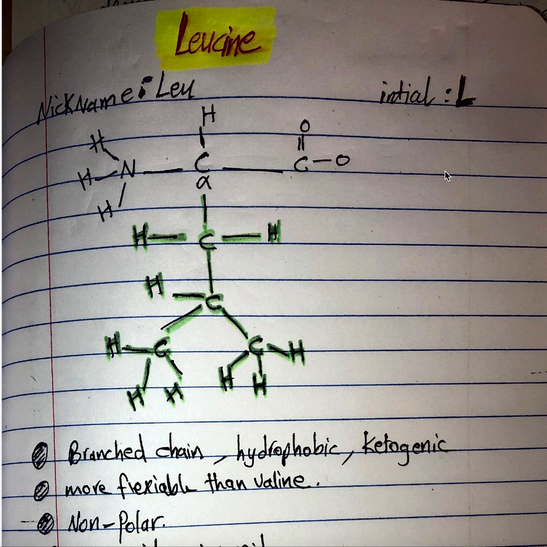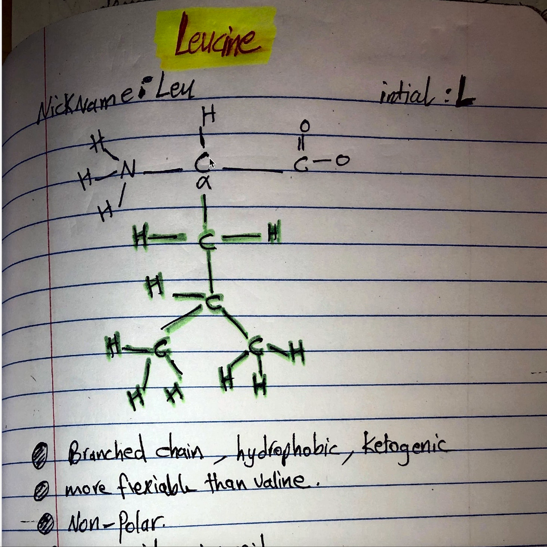Let's continue the discussion of the amino acids so we can memorize them. So we have leucine. There is no trick in its name. The nickname is Leu, L-E-U, and the initial is L. As with any amino acid, we can see the carboxylic group, the central group, and the amino group.